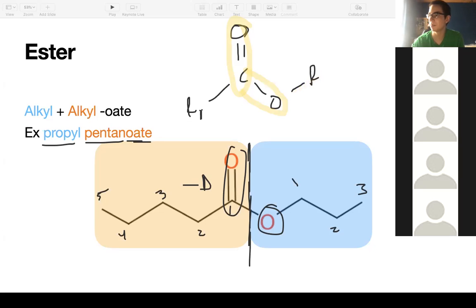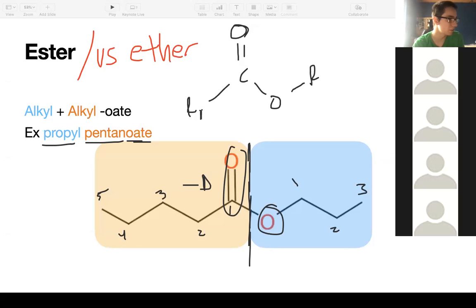So can you guys tell me the difference between an ester versus an ether? Do you guys know? The ether only has one oxygen. So an ether looks like this. So only one oxygen. So two carbon chains, but only one oxygen. And there is no presence of a carbonyl group.